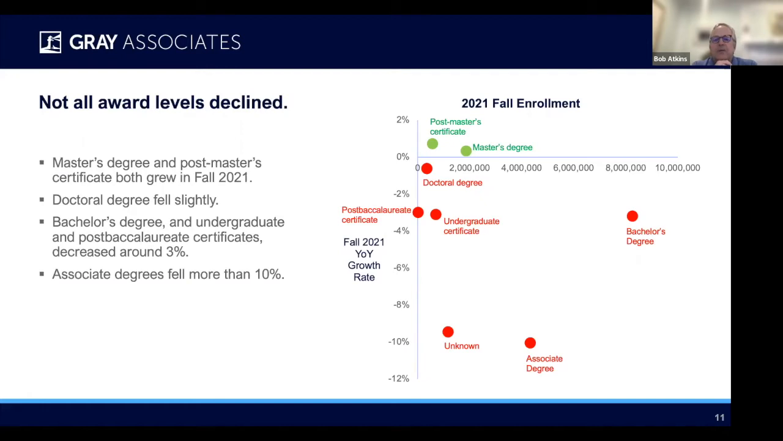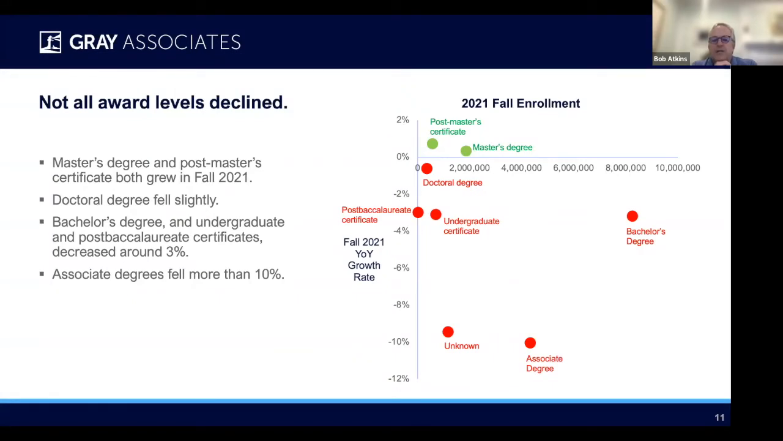Doctoral is still pretty level, but look at associate's degrees down at the bottom, and that really explains a lot of the difficulties that community colleges are facing. That's a 10% year-over-year decline in associate degree enrollment. So big problem there. People who haven't declared their major are also down 8 or 10%.